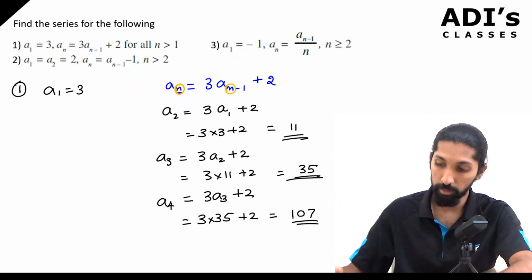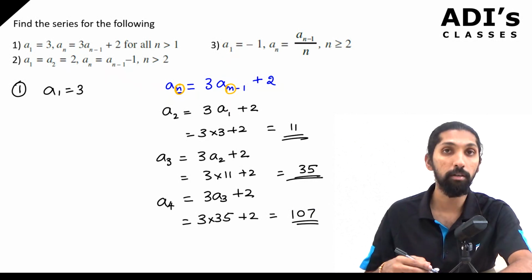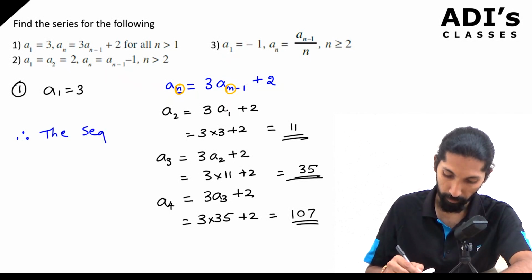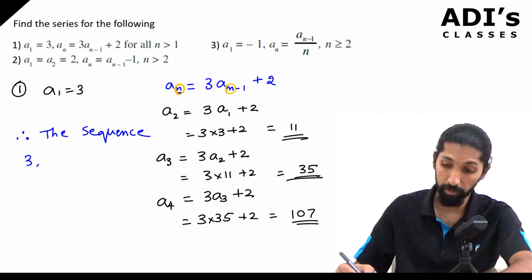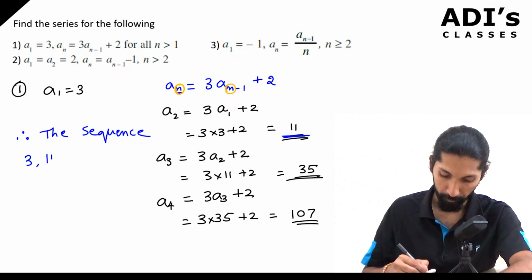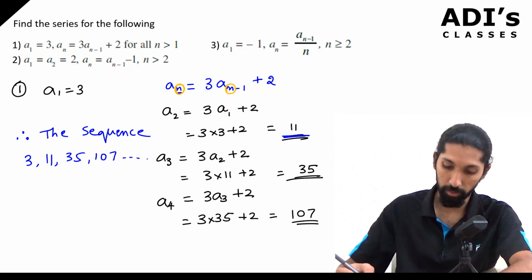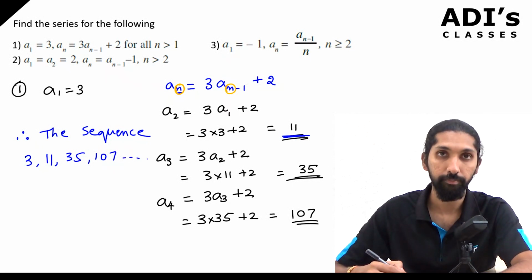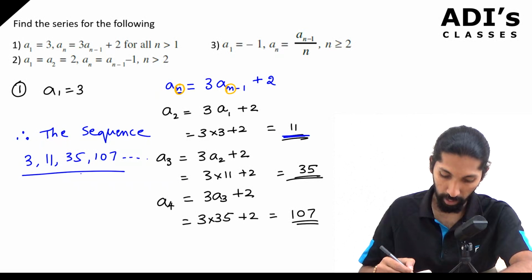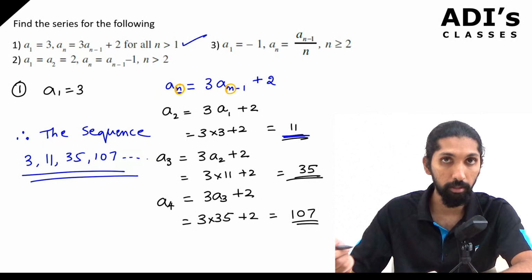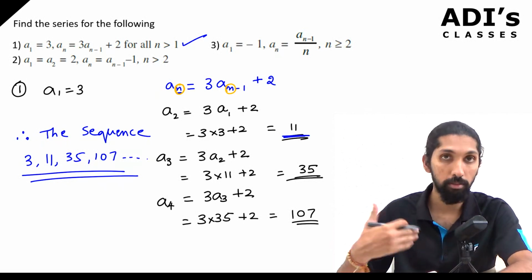Now the sequence. The sequence you can write: the first term is 3. Next, second term is 11. Third term is 35. Then 107. So on and so forth. Dot dot dot you can write. Fine. This is the answer for the first question. Now we'll do the second question. Very similar to this one.